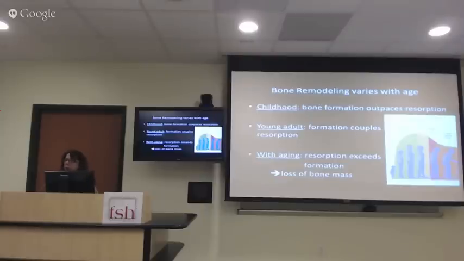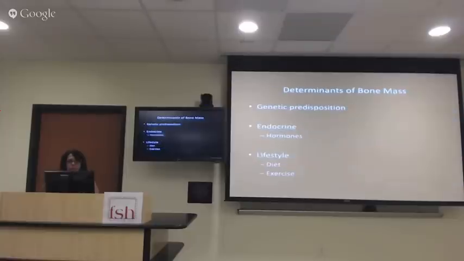As a young adult, that's when our bones are absolutely the strongest. But as we get into our 30s, this kind of plateaus. Formation couples with resorption, and as we get older, we start to have a rapid loss of bone because resorption, that means removal of bone, exceeds formation, resulting in bone loss.